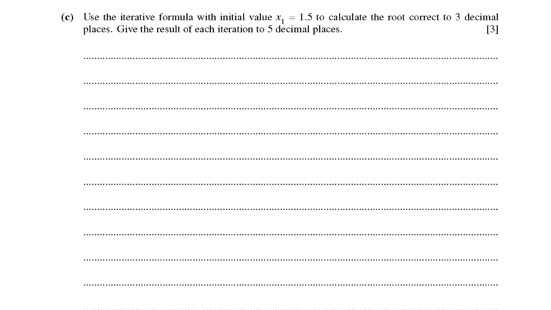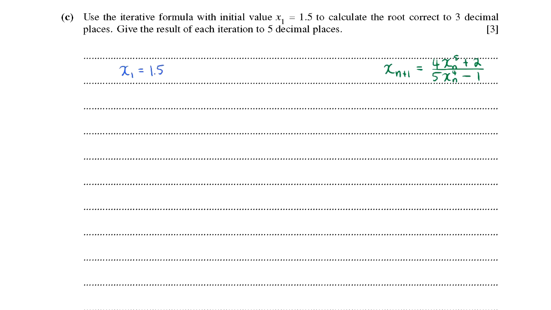And part C says use the iterative formula with initial value of x_1 = 1.5 to calculate the root, correct to 3 decimal places, give the result of each iteration to 5 decimal places. Okay, so even if you couldn't do part B, you should do this part and try and get a few marks. Just so we can see the formula that we're using, we're taking it straight from part B. x_(n+1) = (4x_n^5 + 2) / (5x_n^4 - 1). Right, so initially we write x_1 = 1.5.